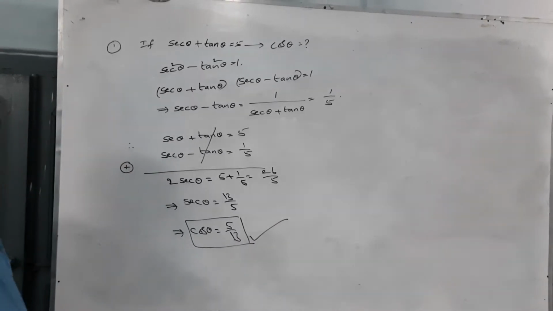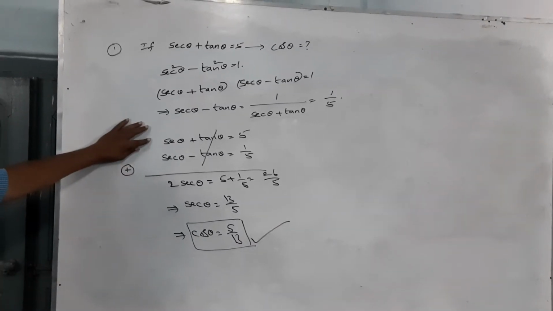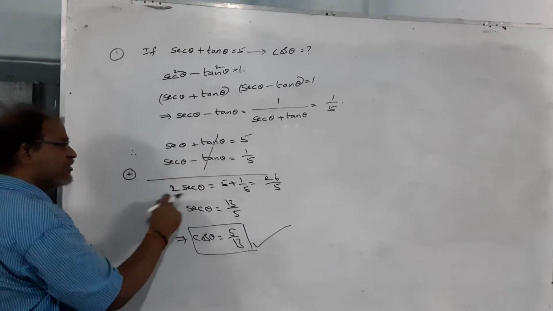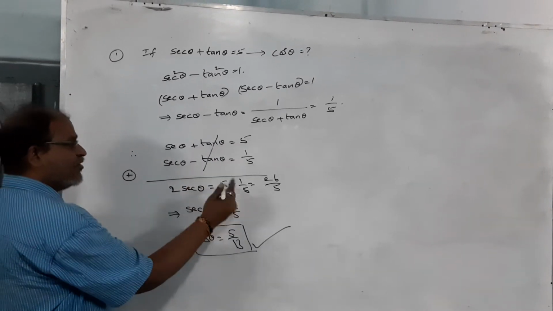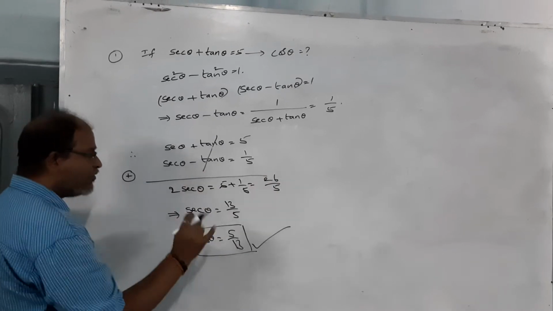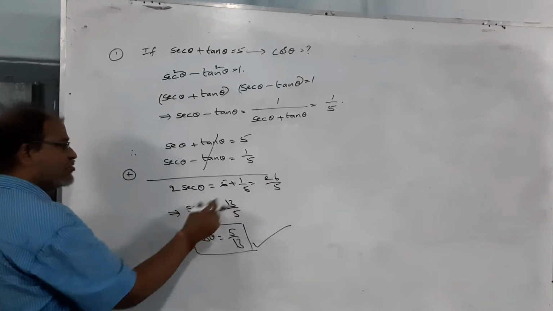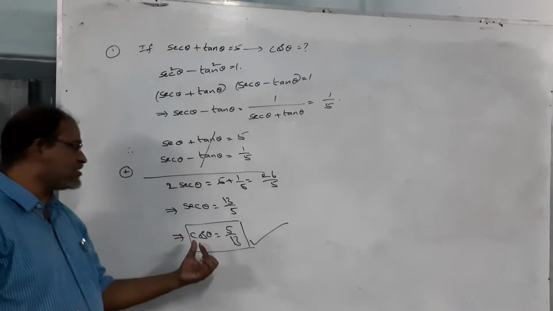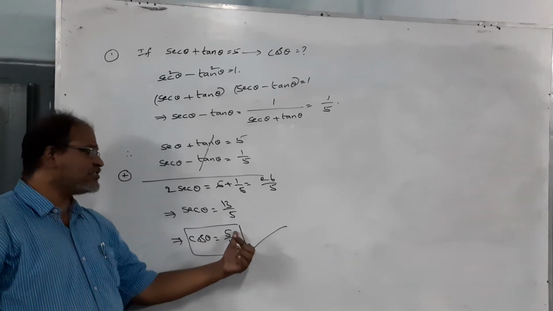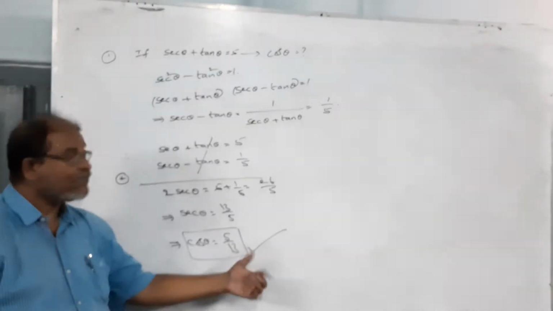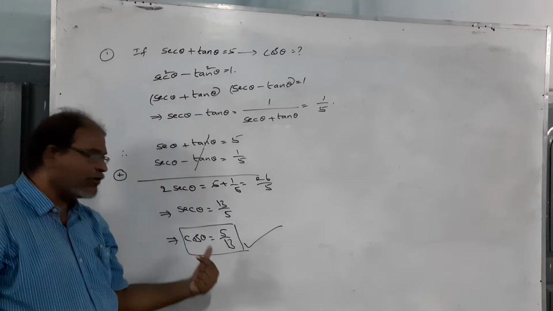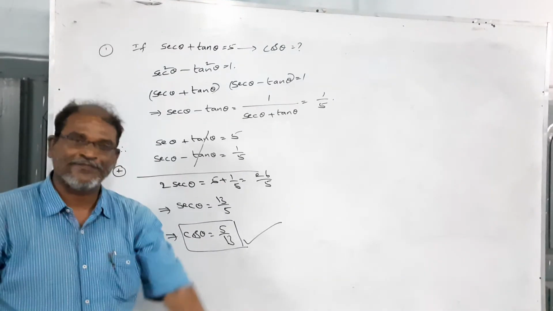Once again, adding the two equations, secant theta plus tan theta and secant theta minus tan theta, tan theta is cancelled. Now 2 secant theta equals 5 plus 1 by 5, that is 26 by 5, so secant theta equals 13 by 5. Cos theta is the reciprocal of secant theta, that means 5 by 13 is the required answer. Now the given problem: secant theta plus tan theta equals 5, then cos theta equals 5 by 13.